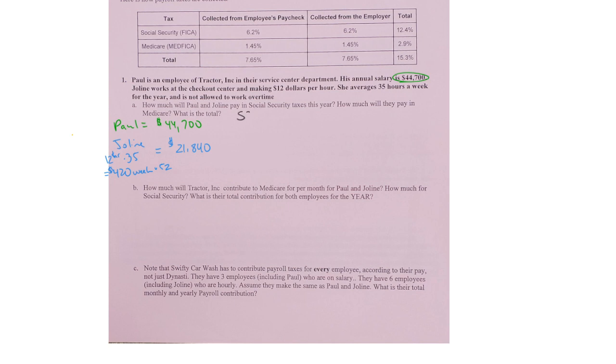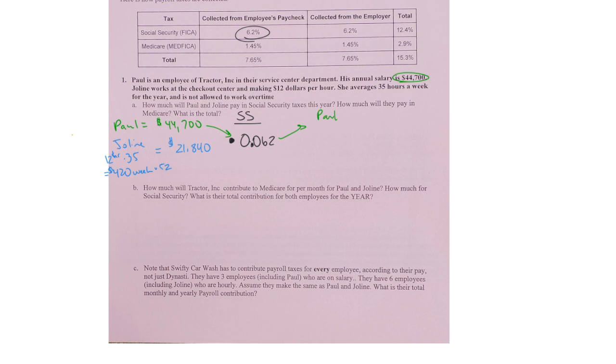Now we're going to do Social Security first. So when I do Social Security, remember, that's times 0.062, because it's 6.2%, I'm going to make it 0.062. So I'm multiplying times 0.062. So I do 44,700 times 0.062. So I'm going to do Paul, I'm going to multiply that. So Paul is Social Security.